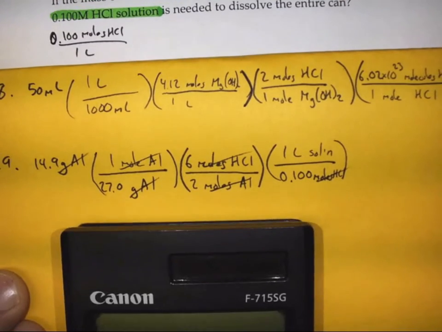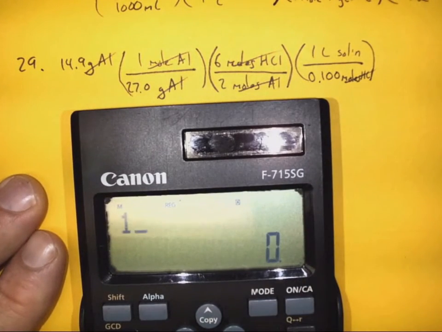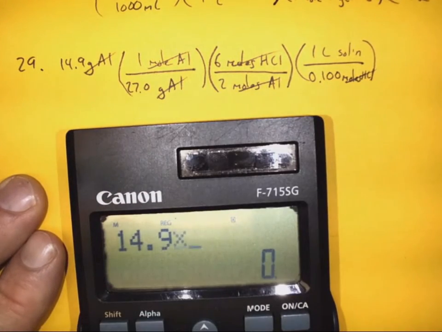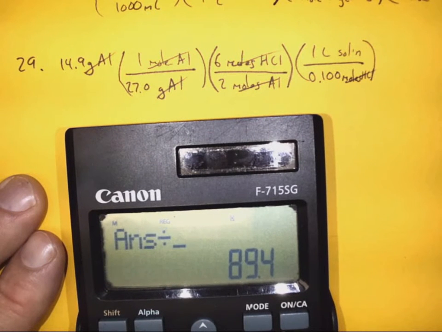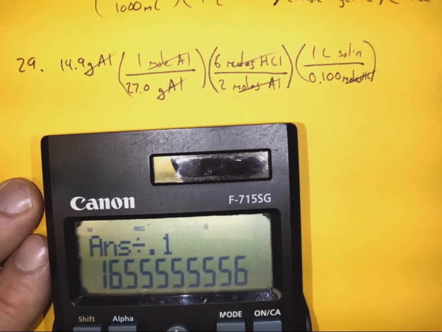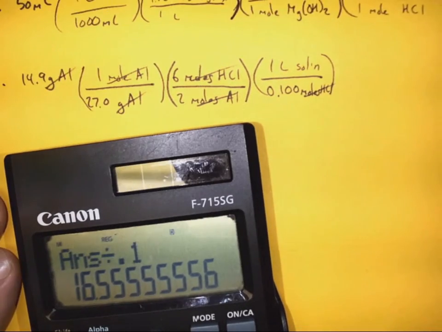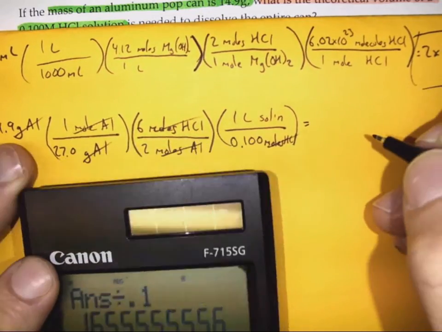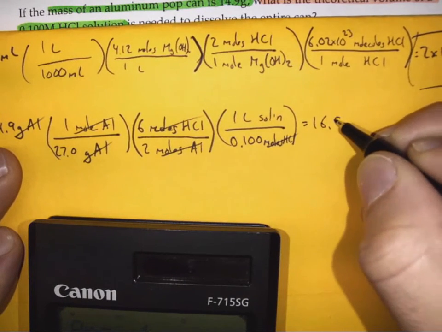All right, so let's just punch that into a calculator then. We've got 14.9 times 6. That's going to be divided by 27. We'll also divide it by 2, and we'll divide it by 0.1. It looks like we're going to need 16.5 liters. That's a lot, 16.5 liters.